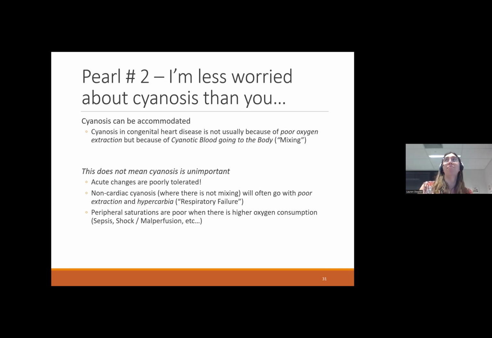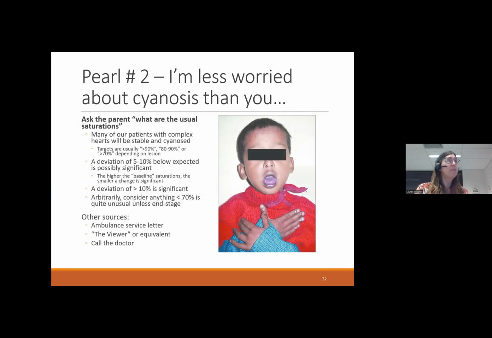Trends are important though. So when you have a child who's cyanosed, ask the parent, what are the usual saturations? Many of our patients with complex hearts will be stable and cyanosed in the community. Targets will usually be expressed in fairly broad terms, so greater than 90%, 80 to 90%, or greater than 70%, depending on the lesion. And in general, a deviation of 5 to 10% below the expected value is possibly significant. And the higher the baseline saturations, the smaller a change tends to be significant. And part of that has to do with the accuracy of pulse oximetry.